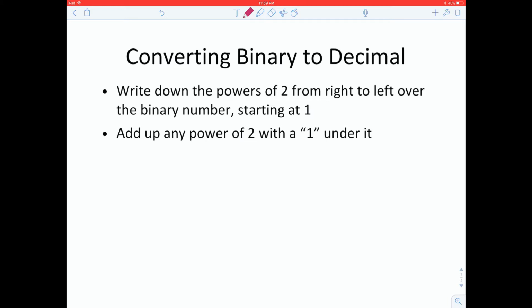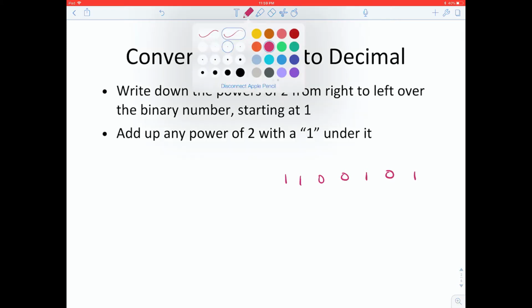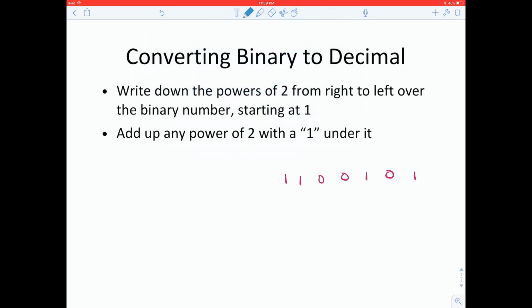First, I need a binary number. Okay, there we go, for good measure. Now I have a binary number. It's a series of zeros and ones. And to convert this to decimal, I need to write the powers of 2 from right to left over the number, starting with 1. And this is a very common mistake for people who are new to the binary number system, is not starting with the number 1.